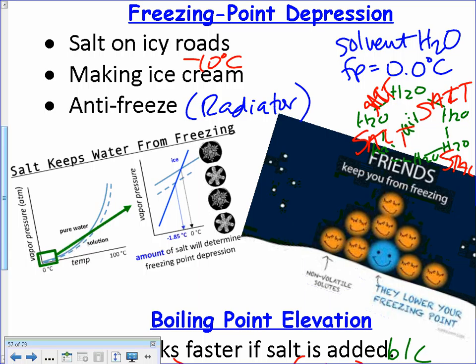Okay, making ice cream. We'll see that tomorrow. And then antifreeze. This is in your car. Do you want your radiator to freeze? No. So we put stuff called ethylene glycol into our radiator. And it's got lots and lots of ions and solutes in it. And so it depresses the freezing point so that our cars will work in the winter.